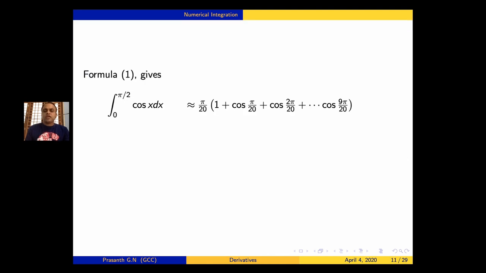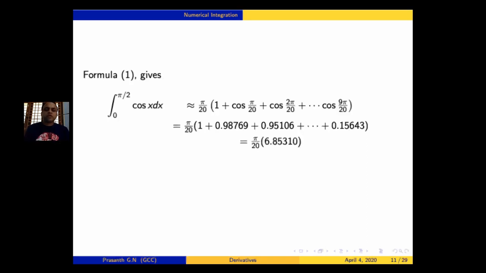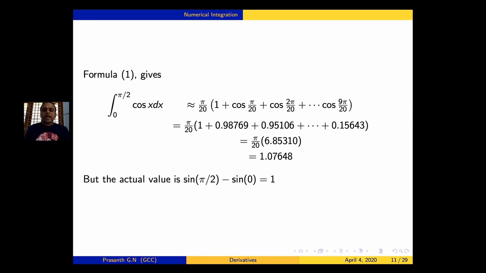The formula that we have studied gives the integral 0 to pi by 2 cos x dx approximately equal to pi by 20 into 1 plus cos pi by 20 plus cos 2 pi by 20 plus etc. plus cos 9 pi by 20. That is equal to pi by 20 into 1 plus 0.98769 plus 0.95106 plus etc. plus 0.15643, which is approximately equal to pi by 20 into 6.85310, that is equal to 1.076148. But we know that the actual value of the integral 0 to pi by 2 cos x dx is 1.